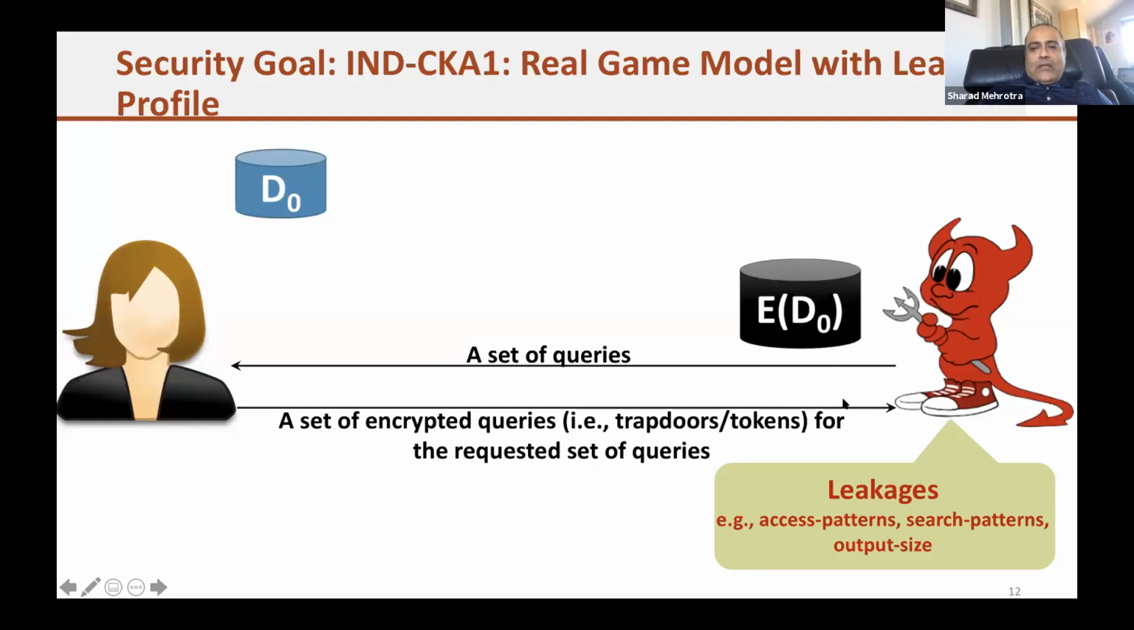Now, in this situation, the adversary will get an adversarial view when the query processing happens, which will be in the form of access patterns, search patterns, output size, whatever the adversary learns from his logs by executing the queries that have been sent after encryption by the owner himself.